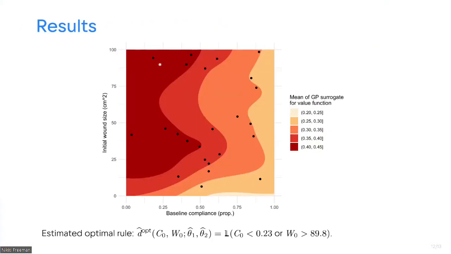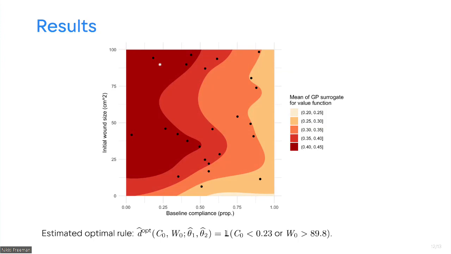And I'm just going to show you the results of this. So at the very bottom, I've written down the estimated optimal rule, which is if you went to less than about 25% of your wound care visits, or if your wound was bigger than 89.8, I think it's centimeters squared, then after your trial of wound care, if you're not making good progress, you should be revascularized. Otherwise, continue with wound management therapy.